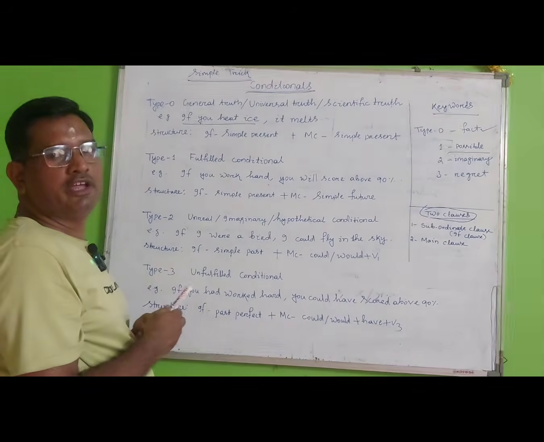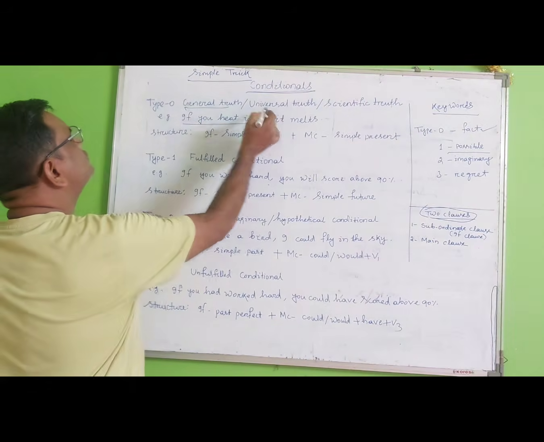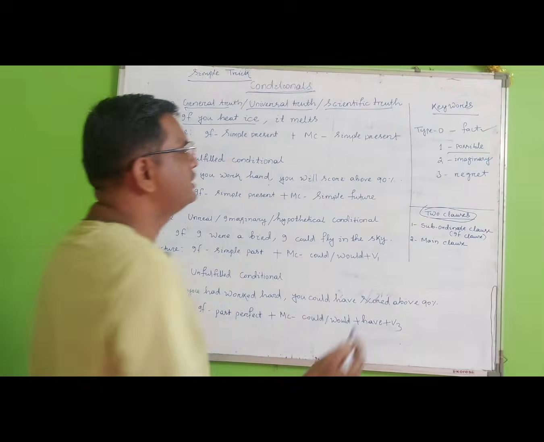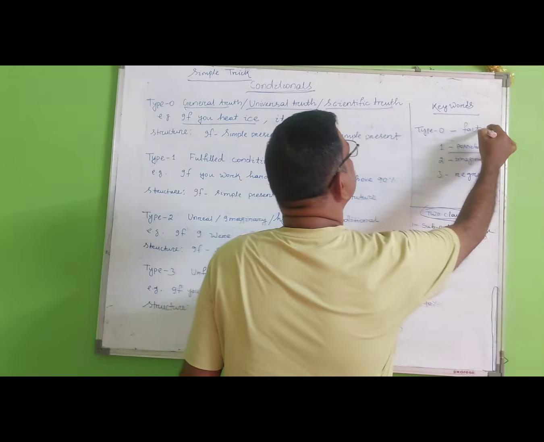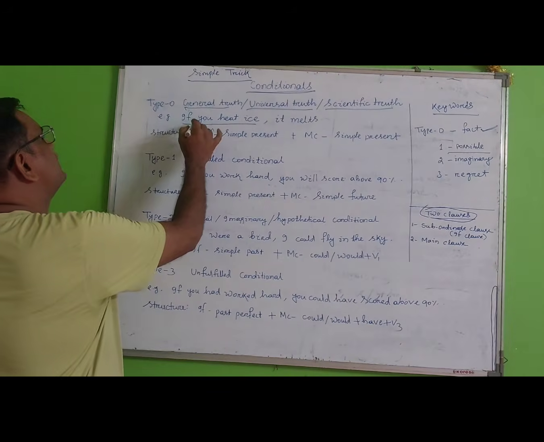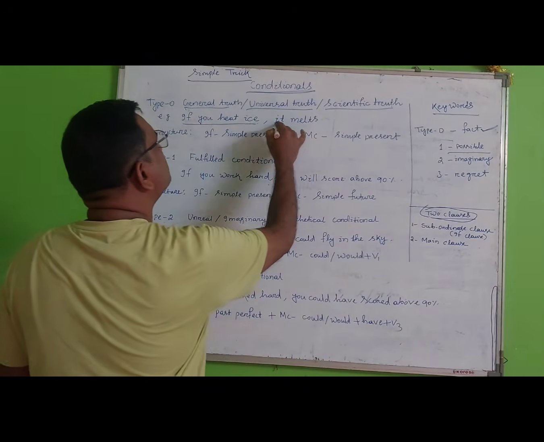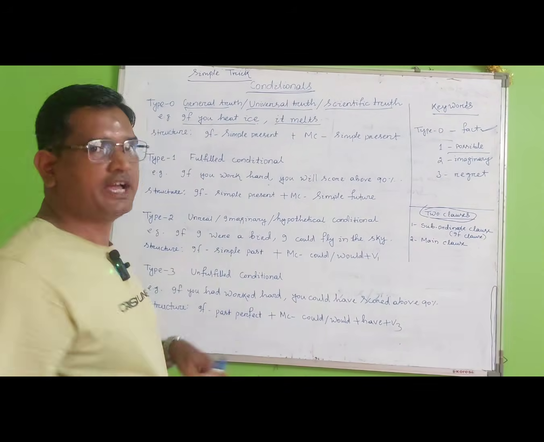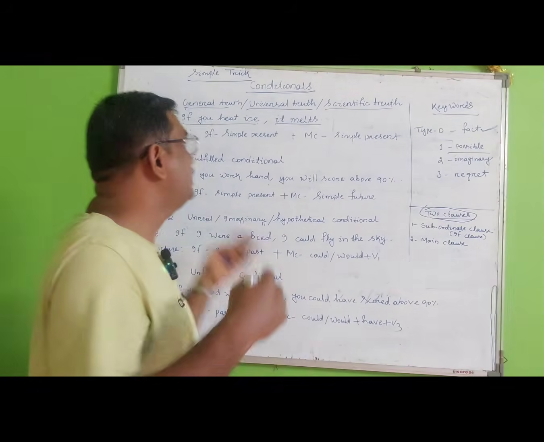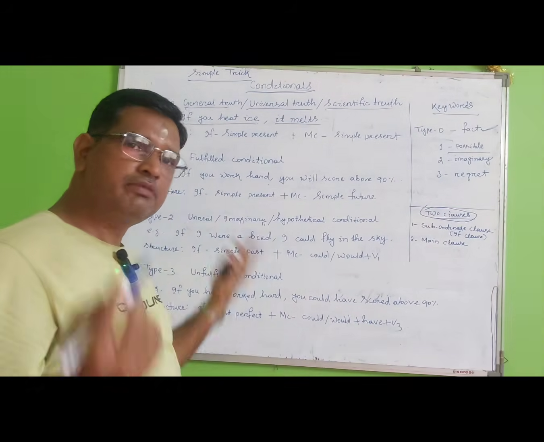Type 0, that is general truth, universal truth, scientific truth. That means the keyword for type 0 is it is fact. So you see here one example: if you heat ice, it melts. So this is the fact. Clear? That means it is always the same. When you heat ice, it melts.